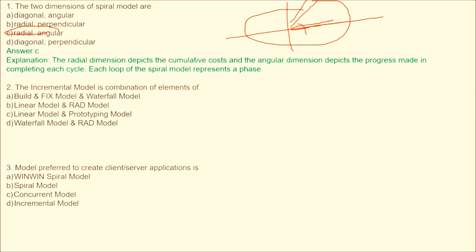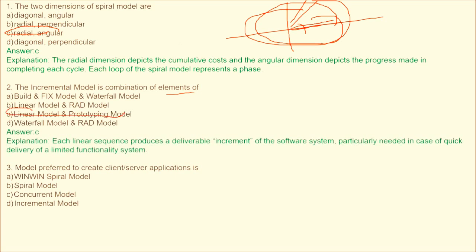Each loop of the spiral model represents a phase. Next, the incremental model is a combination of elements of what? Build and fix and waterfall, linear model, RAD model, linear model and prototyping model, waterfall and RAD model. The answer is C, linear and prototyping.